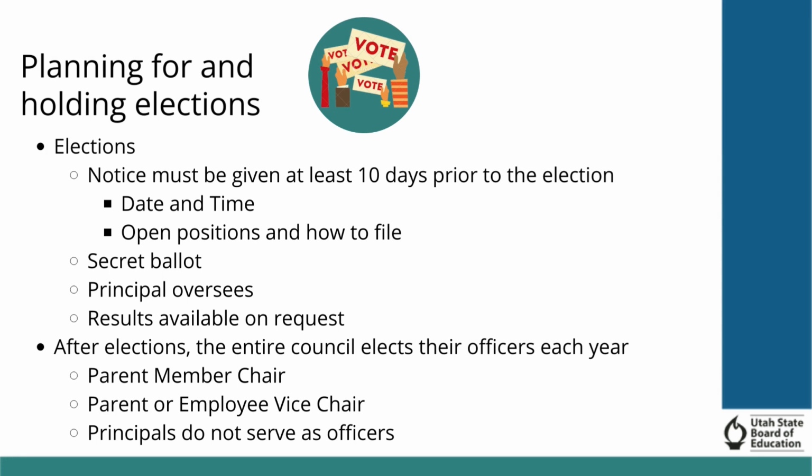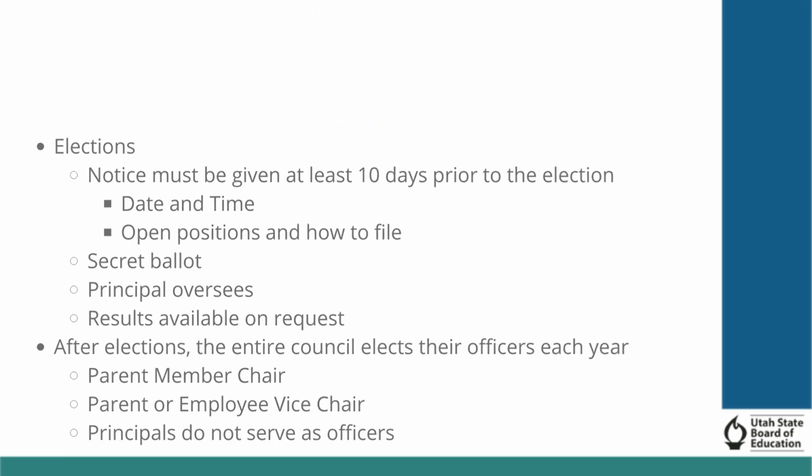When it is time for elections, a notice must be given at least 10 days prior that includes the date and time as well as the open positions and how to file. The principal will oversee the election with a secret ballot, and results are available upon request. After the election has taken place, the entire council elects their officers each year. The officers are a parent member chair, a vice chair that can be a parent or employee. Principals do not serve as officers.